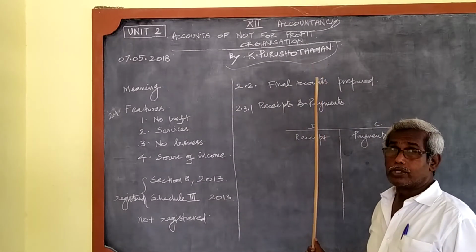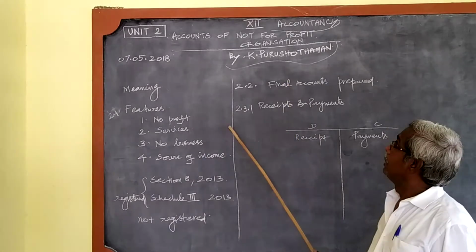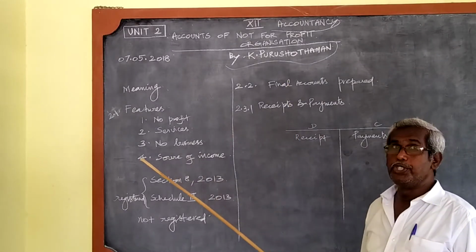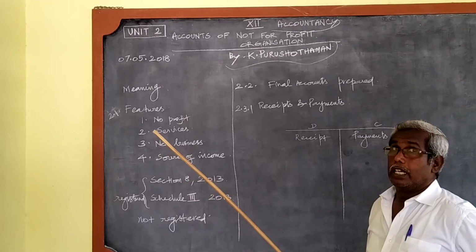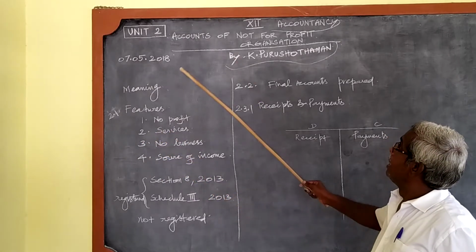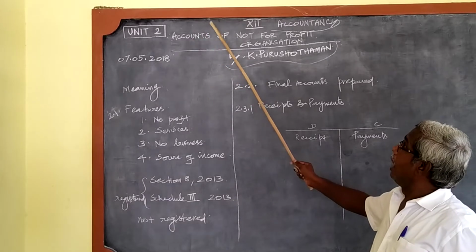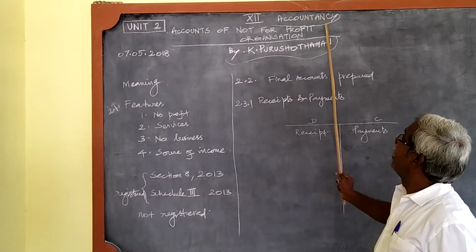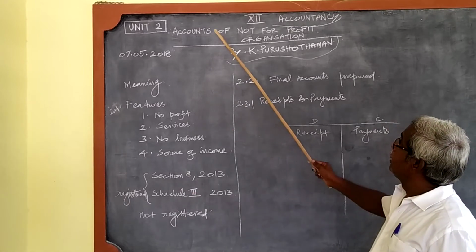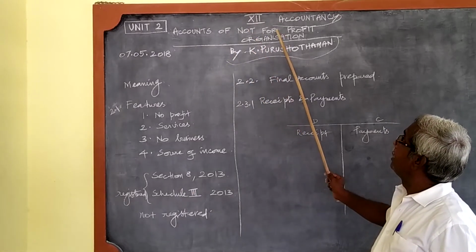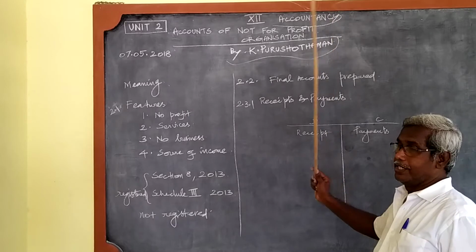Okay, good students, we shall pass on to Unit 2 in the accounts book, which is accounts of not-for-profit organization. Accounts of not-for-profit organization.